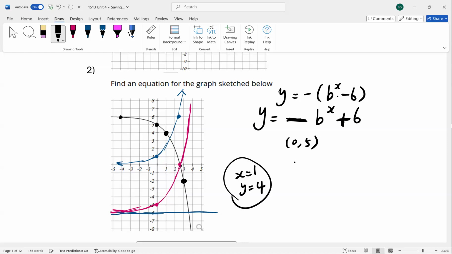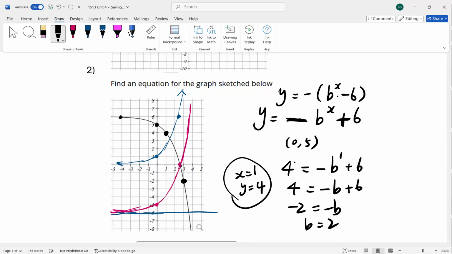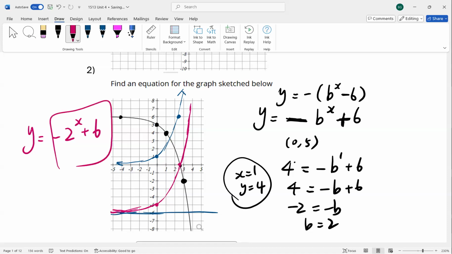And then we plug in x equals 1, y equals 4. 4 equals negative b to the power of 1 plus 6. And 4 equals negative b plus 6. Negative 2 equals negative b. So b equals 2. All right, finally. So y equals negative 2 to the power of x plus 6. That's the function. Let me double check.